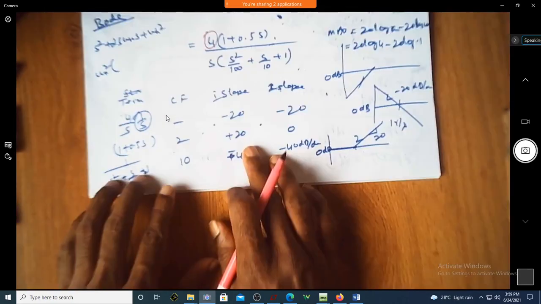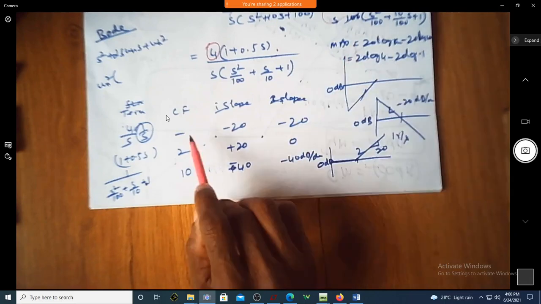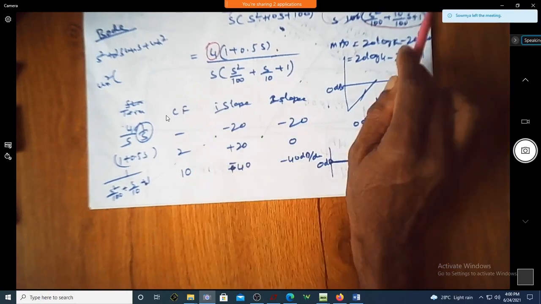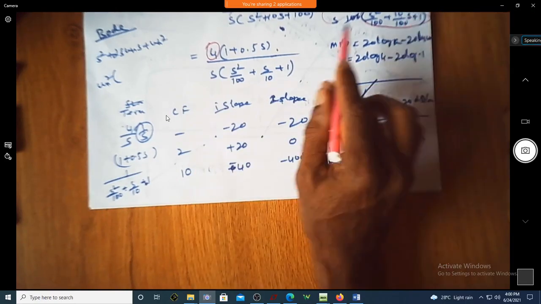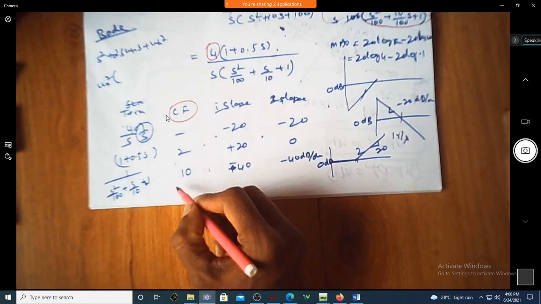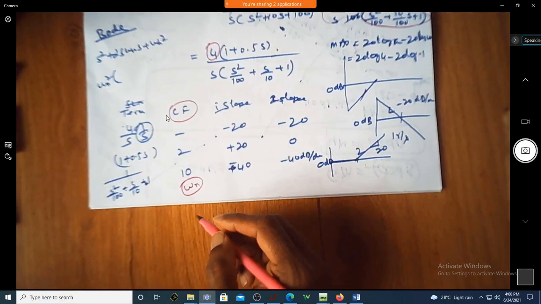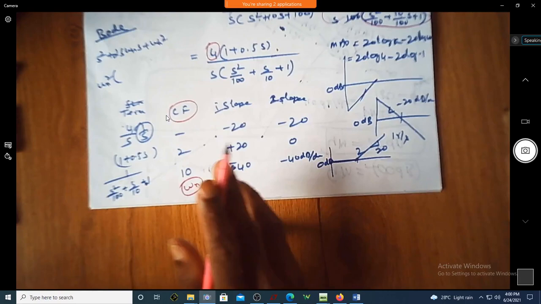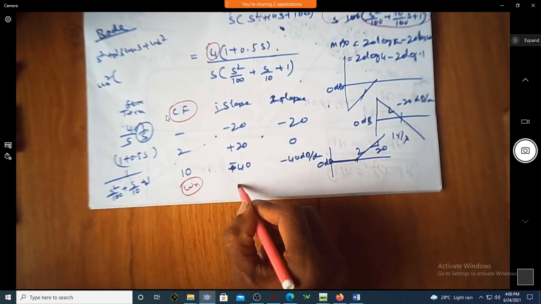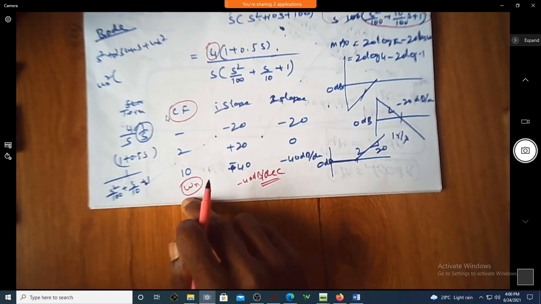Then we'll have two phase equations. Before that, what is the cutoff frequency of this? The cutoff frequency of any quadratic term is omega n, not W, omega n, which is the natural frequency of oscillation for that system. The slope after omega n is minus 40 dB per decade. This is the slope after omega n. Correct? So that's how we went.